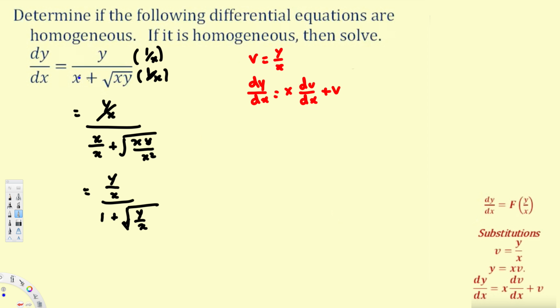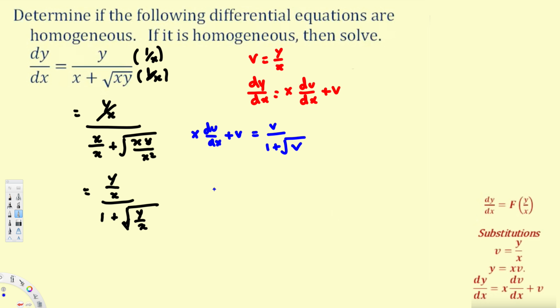So we know that dy over dx is equal to x dv by dx plus v. On the other side of the equation, we are going to have y over x, that is v, over 1 plus square root of v. So this is what we have right now. The next step is to separate v to one side and x to the other side. Since this is separable, we can separate and integrate. Now let's go ahead and do that part.